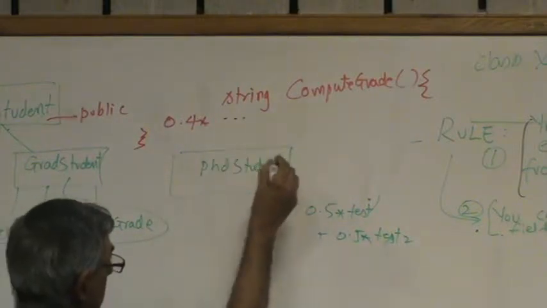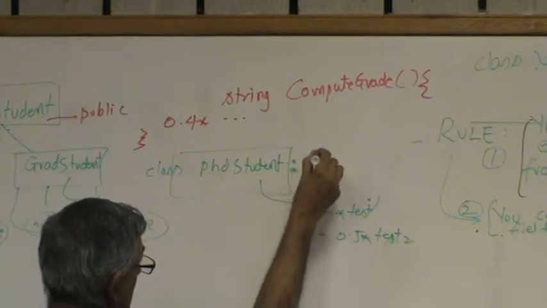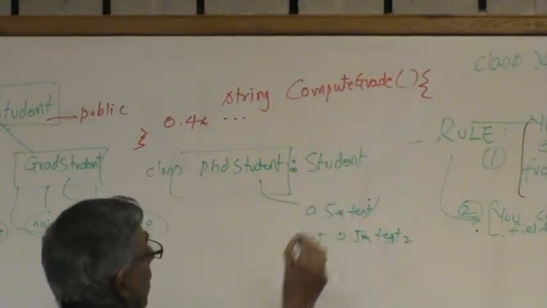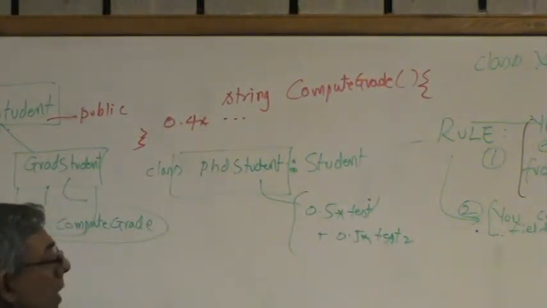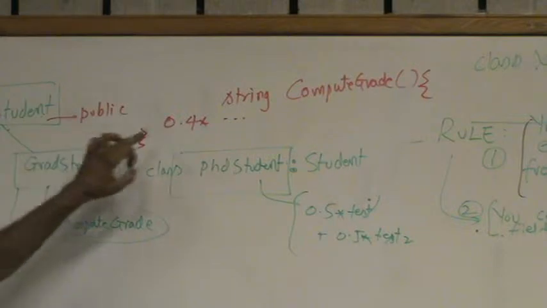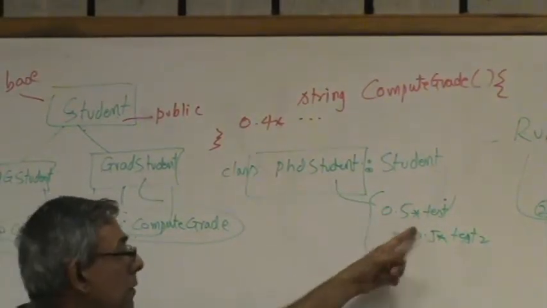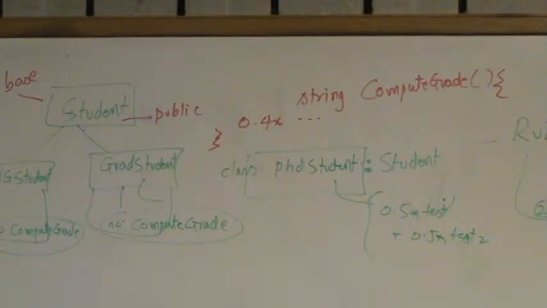So if we inherit it from student, my question is, if we don't write the method for compute grade, we'll get the 0.4 formula. But we don't want the 0.4. We want the 0.5 formula, okay? So what should we do?